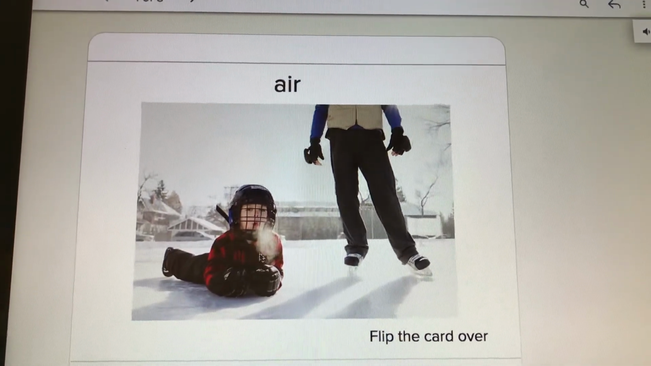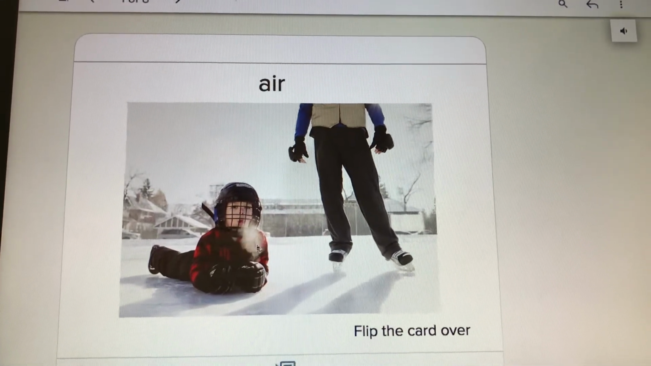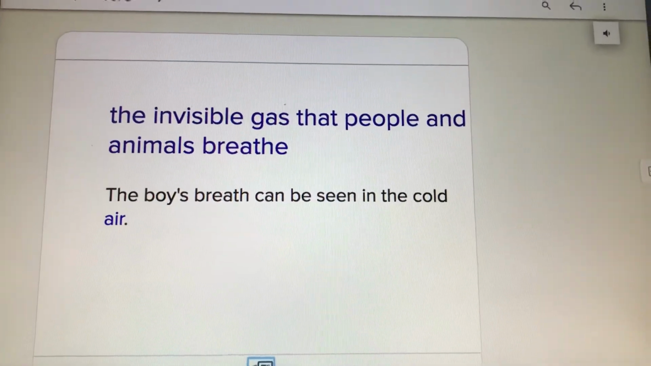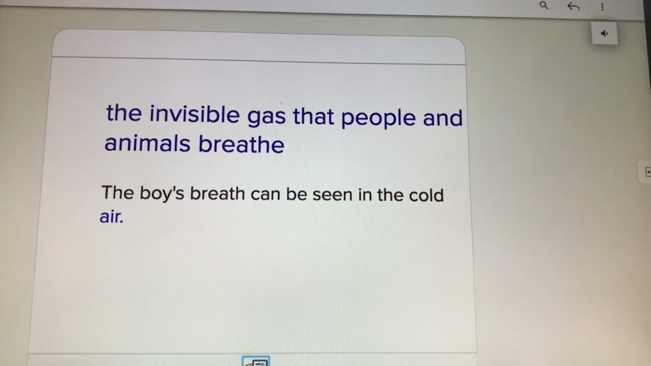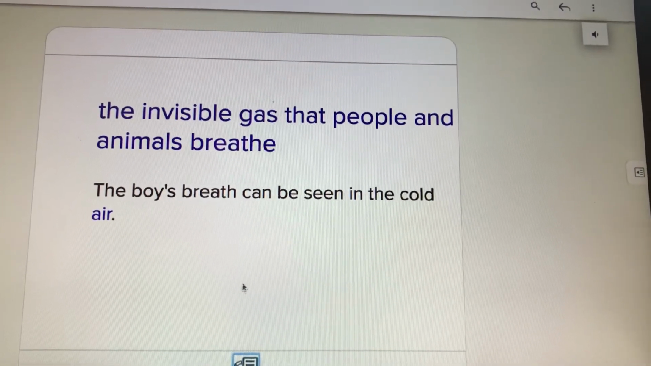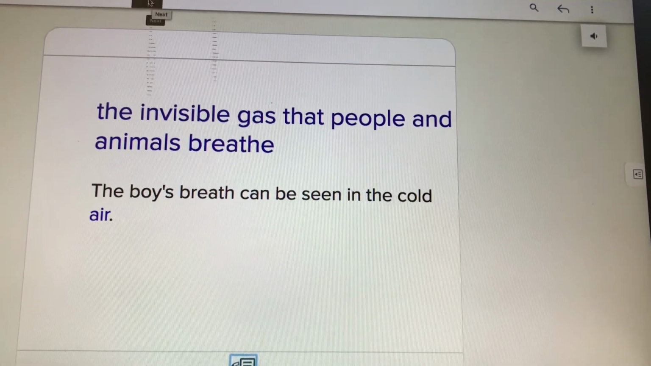And if you see the boy here, he's on a cold, snowy day, and he's blowing out, and you can see a little cloud there in front of him. Air is the invisible gas that people and animals breathe. The boy's breath can be seen in the cold air. So air is something that we need to be able to breathe to live.